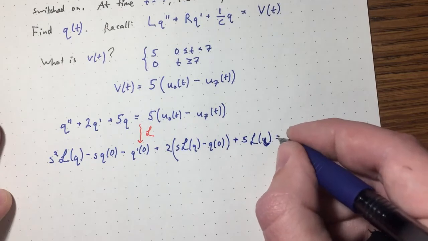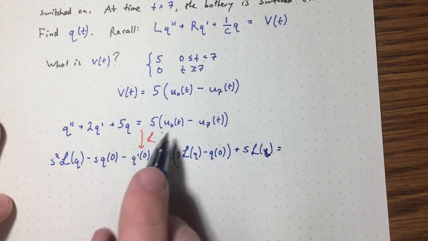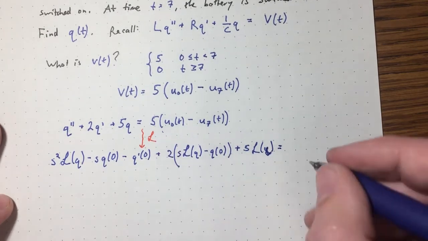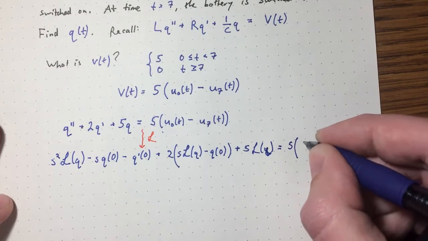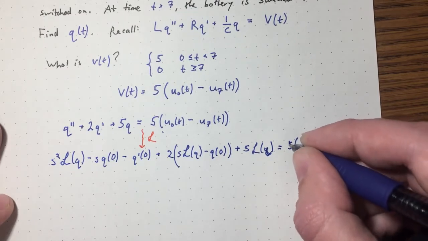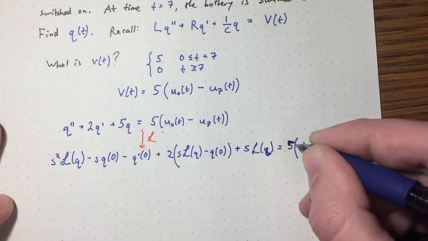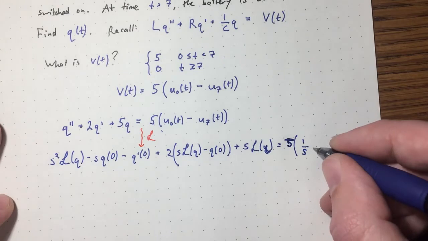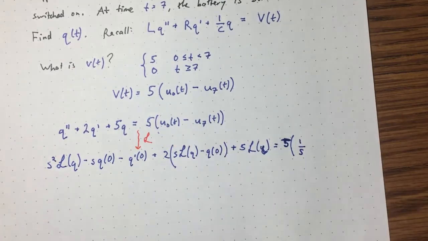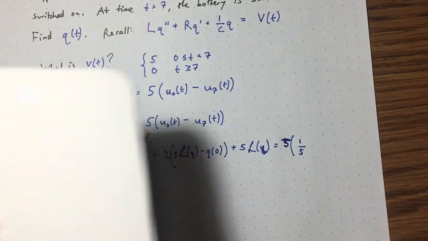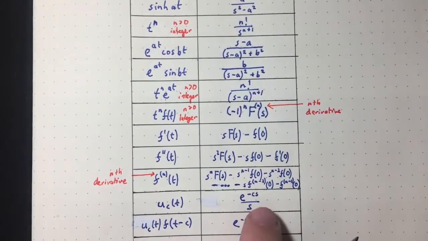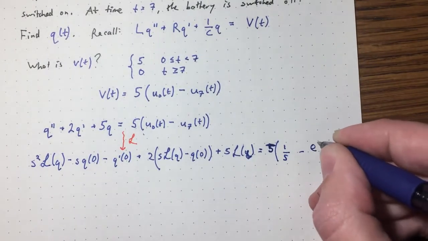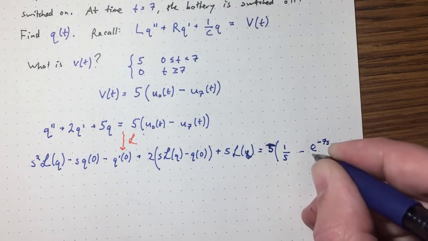And what do we get on this side? Well, the Laplace transform of, it was 5 times, yeah, the Laplace transform of this. The Laplace transform of u0 is 1 over s. I have to be careful with these 5s. I don't want them to look like s's, so I'll make them very sharp at the top. So it's a 5. And then the Laplace transform of u7 of t, remember what that formula was? It's e to the minus 7s over s. So we have minus e to the minus 7s over s.